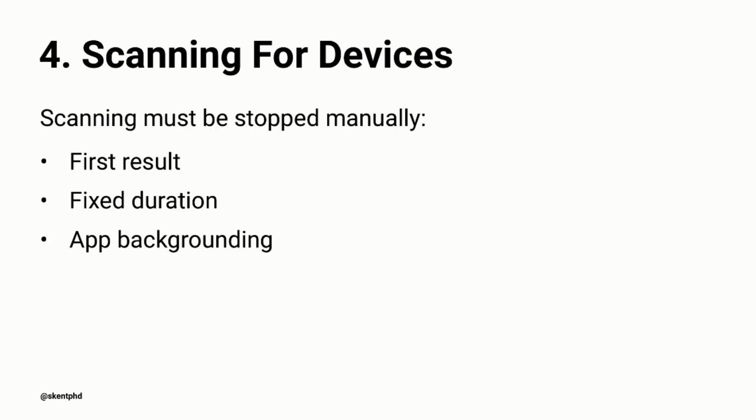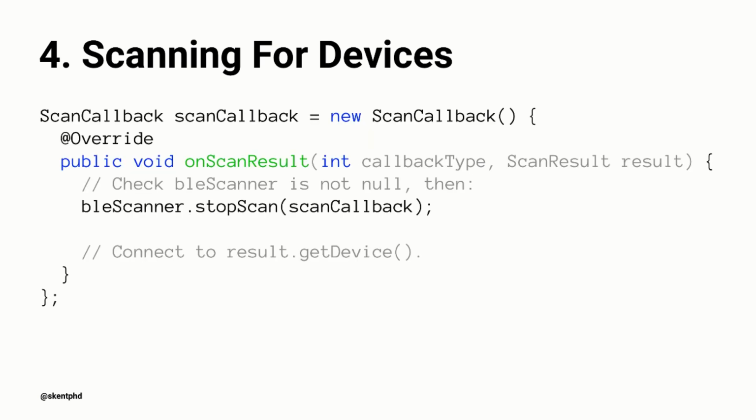So the other thing to know about scanning is that it must be stopped manually. I described how when you run a scan, it will just feed you results. That will happen indefinitely until you tell it to stop. There are a couple of strategies you can use for stopping. You can either stop when you receive your first result, or you can scan for some kind of fixed duration. And then I would also recommend that you stop a scan if the user backgrounds your application, because otherwise it will just run forever and their battery will take a hit. And as of Android Oreo, they'll really, really know that that's the case.